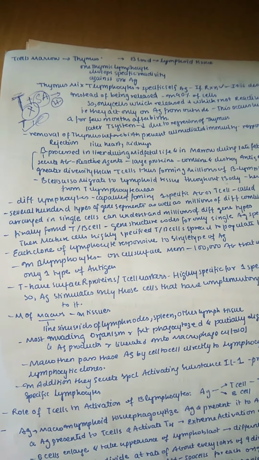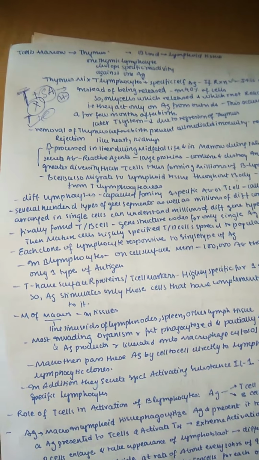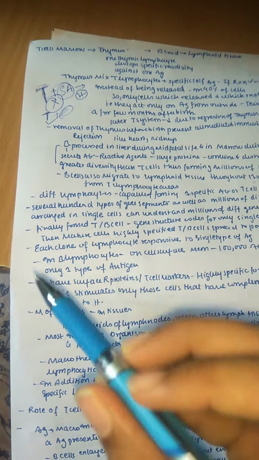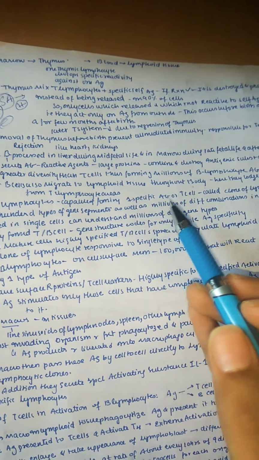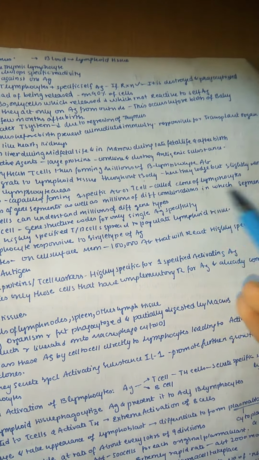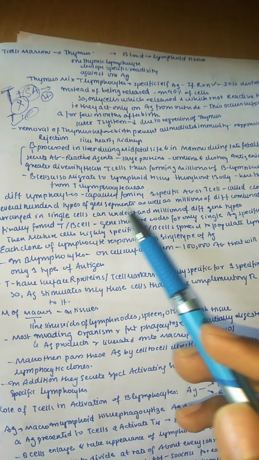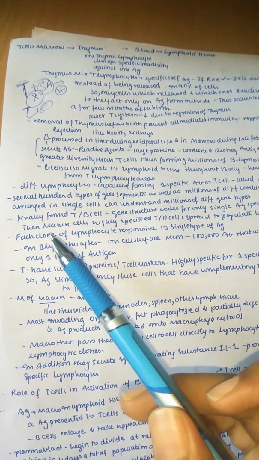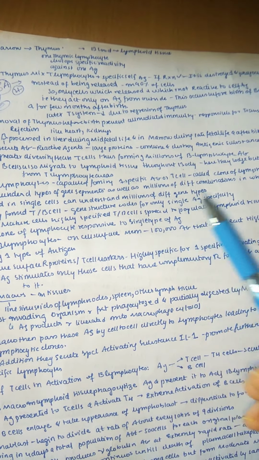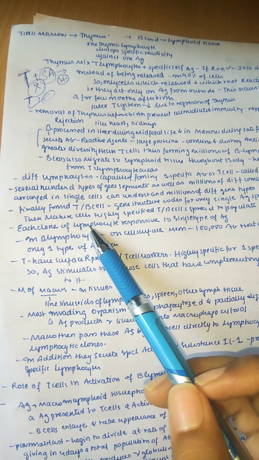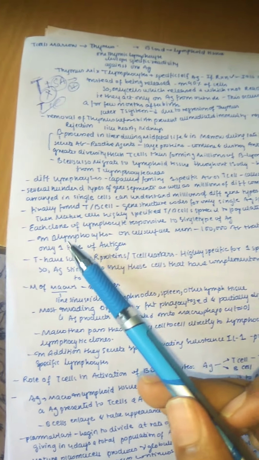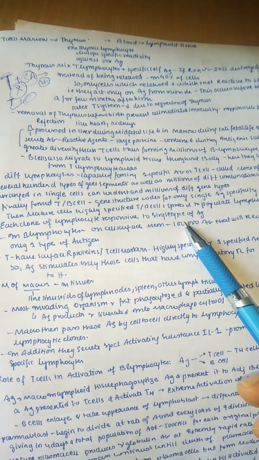Even B cells are stored in lymph nodes, but mainly T cells are stored more. And because of overpopulation of T cells, some of the B cells are also removed by the T cells. Different lymphocytes are capable of forming one specific antibody or T cell, called a clone of lymphocytes. So several hundred types of gene segments, as well as millions of different combinations in which the segments are arranged in single cells, can give millions of different gene types and finally form a T or B cell. The gene structure codes for only single antigen specificity. And then mature, highly specific T or B cells are spread to populate the lymphoid tissue. So each clone of lymphocyte is responsible for a single type of antigen.